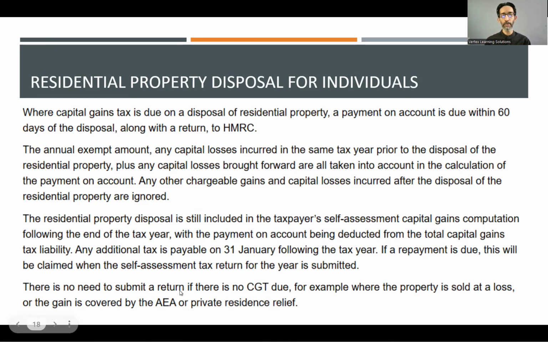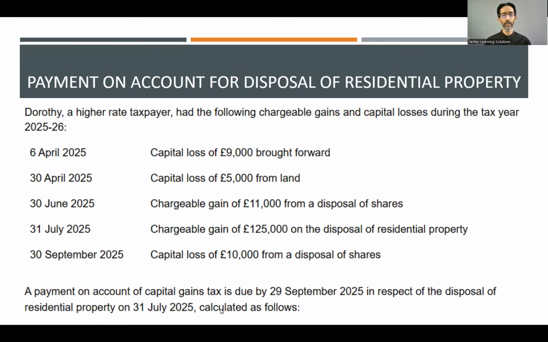There is no need to submit a return if there is no CGT due. If there is nothing other than the residential property gain, then we do not have to submit any CGT return. For example, where the property is sold at a loss, or the gain is covered by the annual exempt amount or the private residence relief. So if there is CGT, only then we submit the return, otherwise we don't. Let's quickly look at this example.